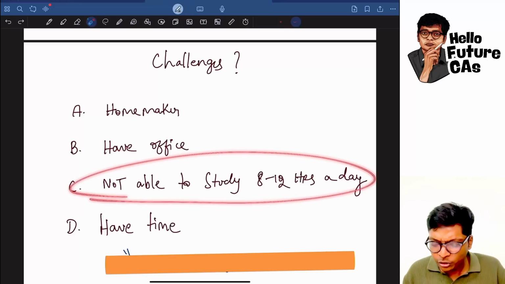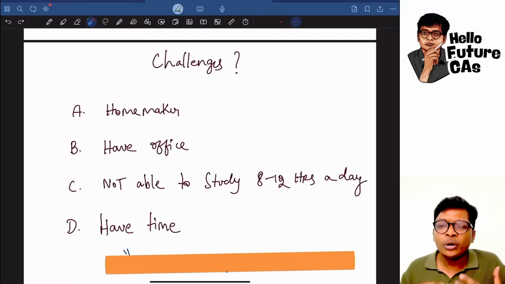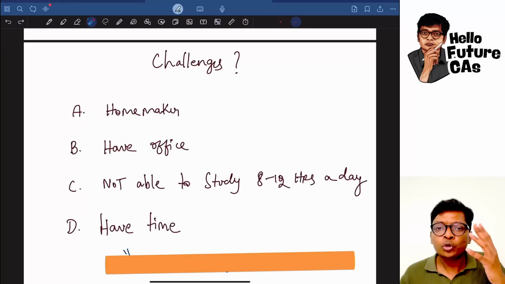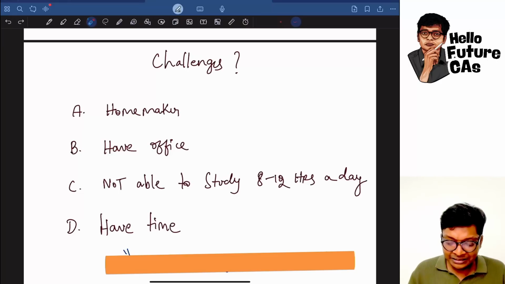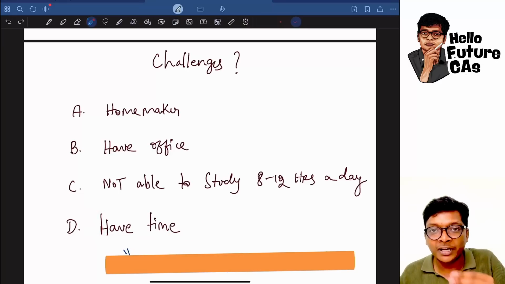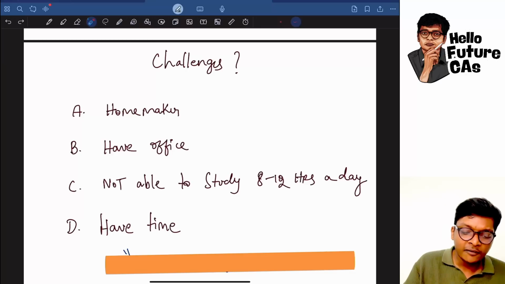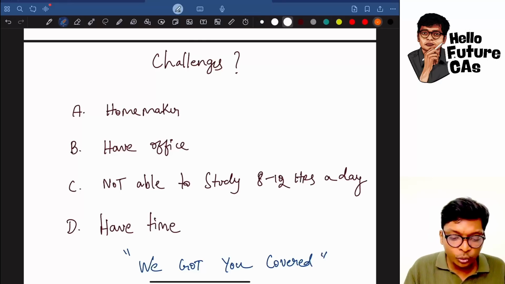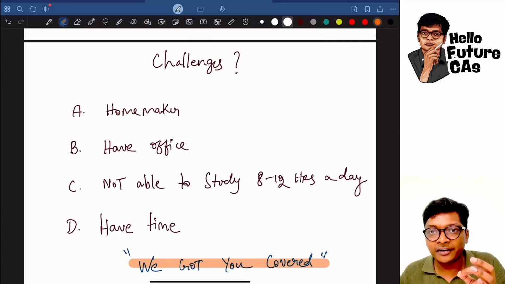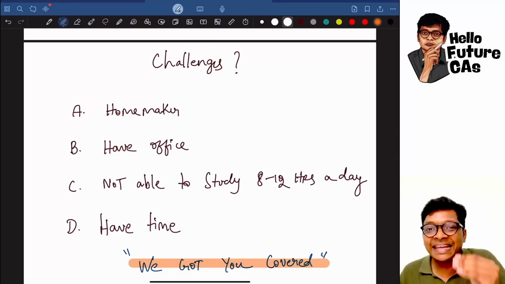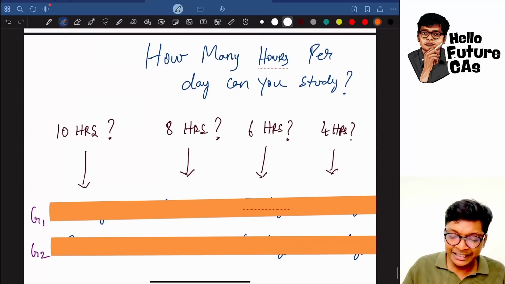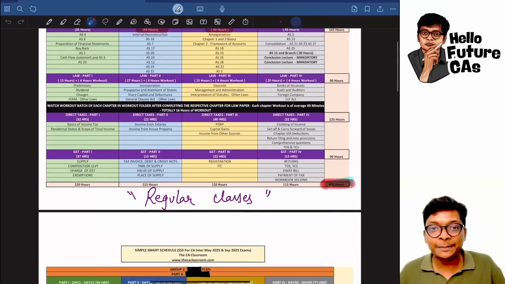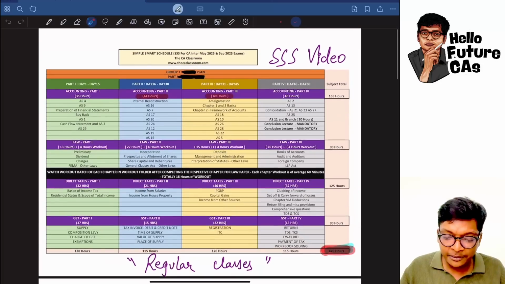Sir, I am not able to study 8 to 12 hours a day. Only 4 to 5 hours a day I am able to study. Everybody is saying study 10 hours. No problem, this will still work for you. Sir, I have time, I want to use it well. Then definitely it is going to work for you. Whichever point you fall, guys, we got you covered. And when I say we got you covered, it means this timetable will take care of your needs. Let me tell you some more information about this timetable. Of course, I am going to reveal the timetable and explain how it works, guys.